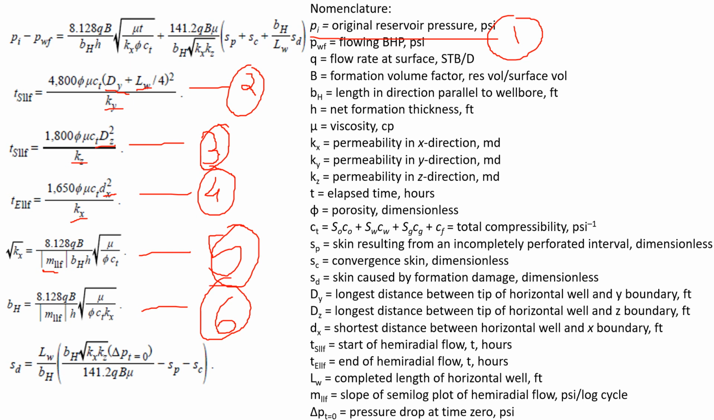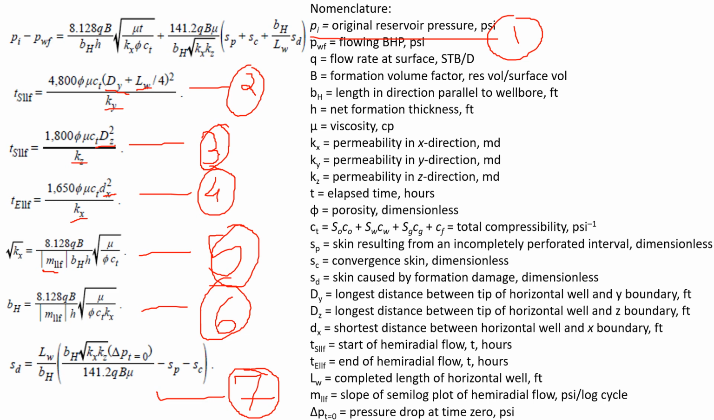This late linear flow regime is the only period that provides the data to calculate the total skin S, including the partial penetration skin SP and the convergence skin SC. To calculate the damaged skin SD, use equation 7. The total skin depends on delta P at t equals 0. Subtracting the partial penetration skin SP and the convergence skin SC from the total skin yields the damaged skin. The partial penetration skin is a complex function that is calculated using correlations.